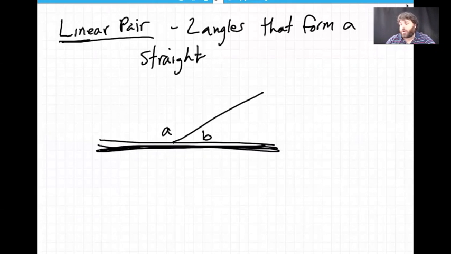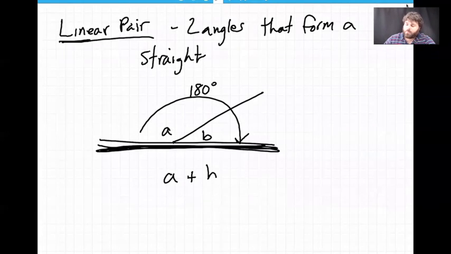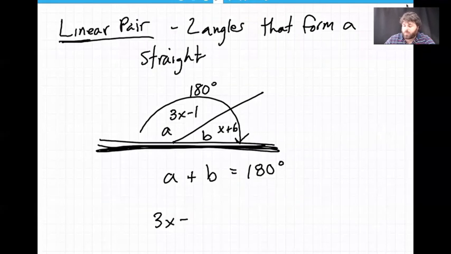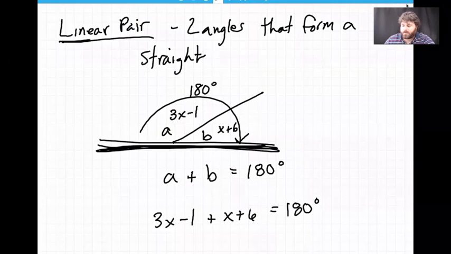Okay, well, what do we know? We know that a straight line, halfway around a circle, is 180 degrees. So what we know is that angle A plus angle B is equal to 180 degrees. So again, this is how we set up our equation. If we knew A was 3x minus 1 and B was x plus 6, we would say that 3x minus 1 plus x plus 6 equals 180 degrees. Okay? That is the idea there with linear pair.